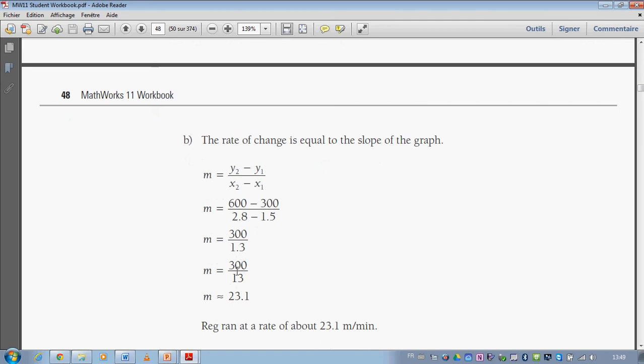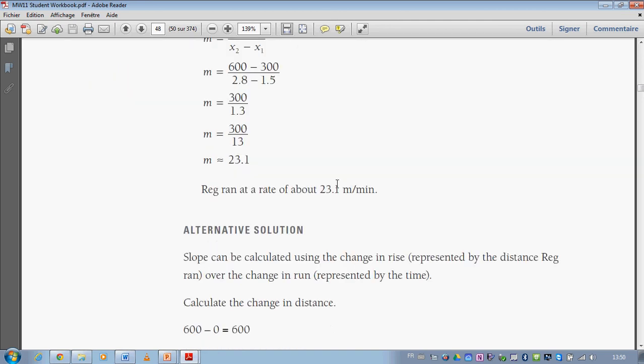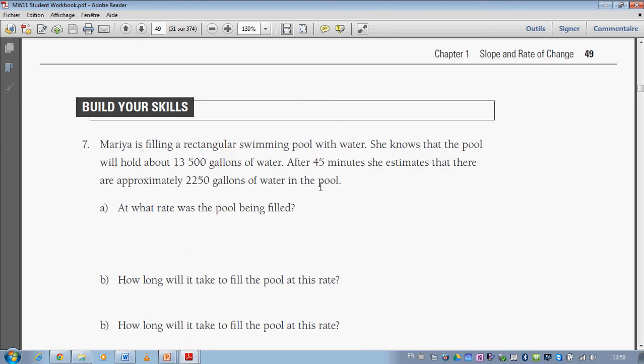Okay, so this is actually a little typo right here. It's 300 over 1.3. But if you really wanted to express this as a fraction, you would have multiplied the bottom and the top by 10. So that should have been 3,000 over 13. So that's a little typo right here. But really, you could have just taken 300 divided by 1.3, which is what you had here, and you would have gotten 23.1 meters per minute. So that would have been the rate of change there.